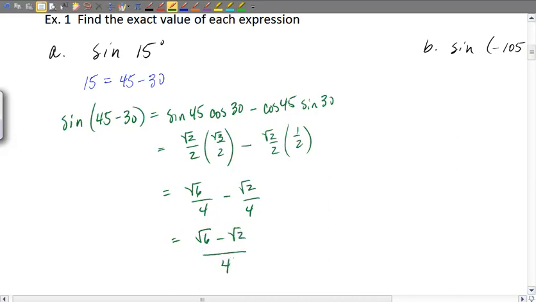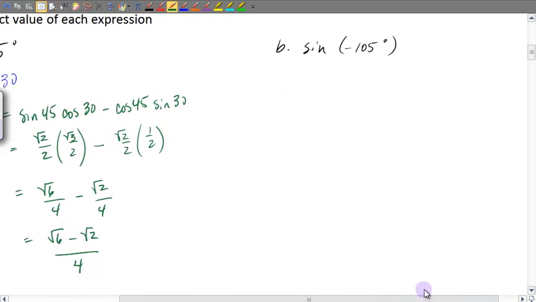Again, I cannot reduce this fraction because there are no values on the outside of my radical sign for me to reduce with my denominator. Okay, so there's the answer. That's what we got right there. The exact value of the sine of 15 is going to be the square root of 6 minus the square root of 2 over 4.